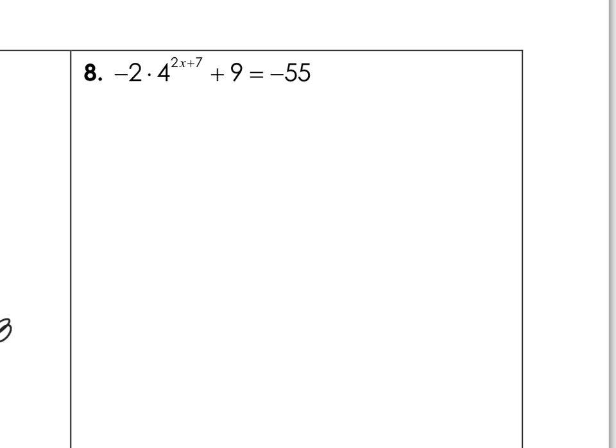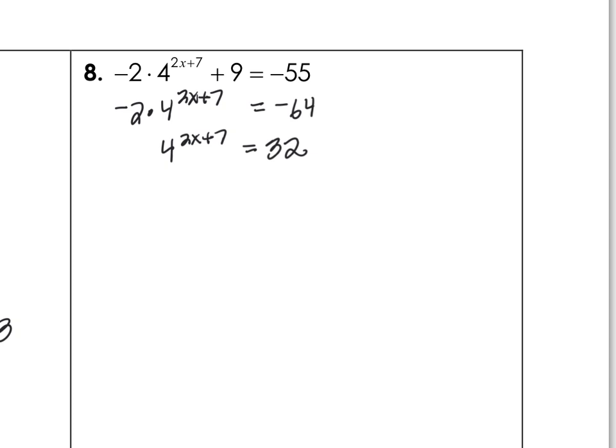All right, so let's see, number 8. First step, minus the 9 on both sides. So I'll go ahead and bring this down. And if I subtract 9, that gives me negative 64. Next step, divide by the negative 2. So that's what, 32?